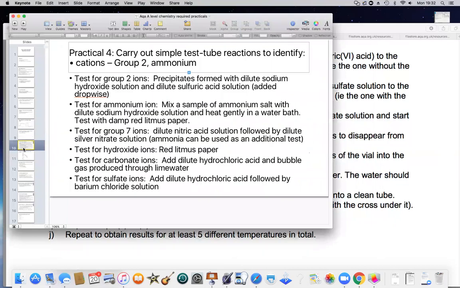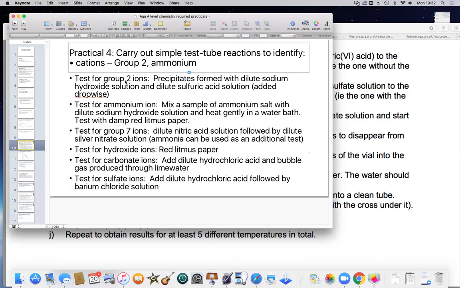Test tube reactions to identify cations and anions. You may or may not have done all of these yet. There are quite a few different tests that you need to be aware of. I think the main thing is that you are aware of the observations and the best way to describe the observations. So we'll come to that in a minute.